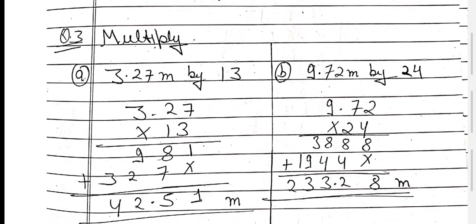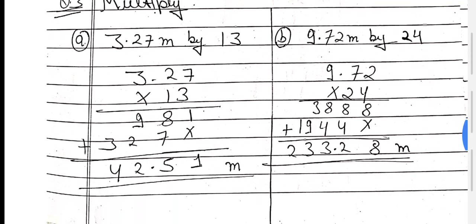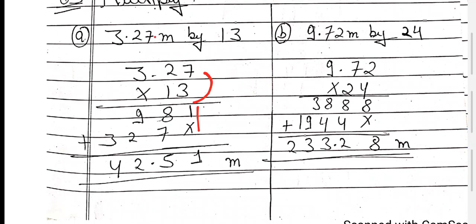Now multiply. 3.27 meter by 13 you have to multiply. So don't worry, just do simple multiplication first. You have to multiply 327 by 13. So what do you get? 7 times 3 is 21, write 1 carry 2. 3 times 2 is 6 and 2 is 8, write 8 here, and 3 times 3 is 9. Now multiply by 1. 1 multiply 7 becomes 7. 1 multiply 2 becomes 2. 1 multiply 3 becomes 3. Now just add. 1, 8 plus 7 becomes 15, write 5 carry 1, 9 and 1 is 10 and 2 is 12, write 2 carry 1, 3 and 1 is 4. So your answer is 4251.